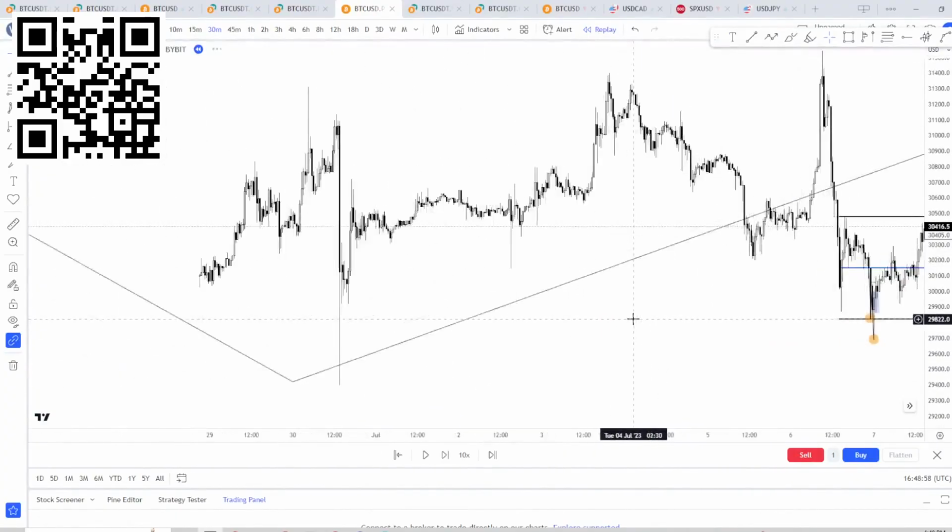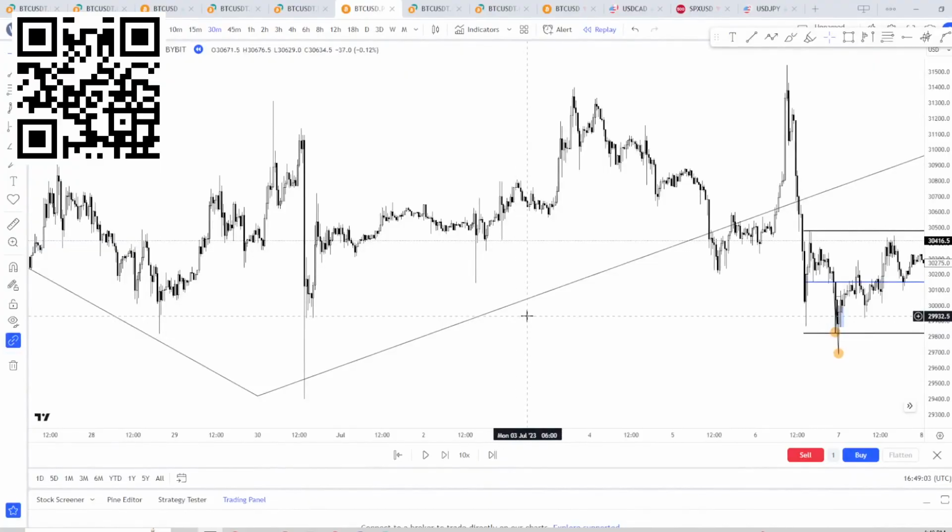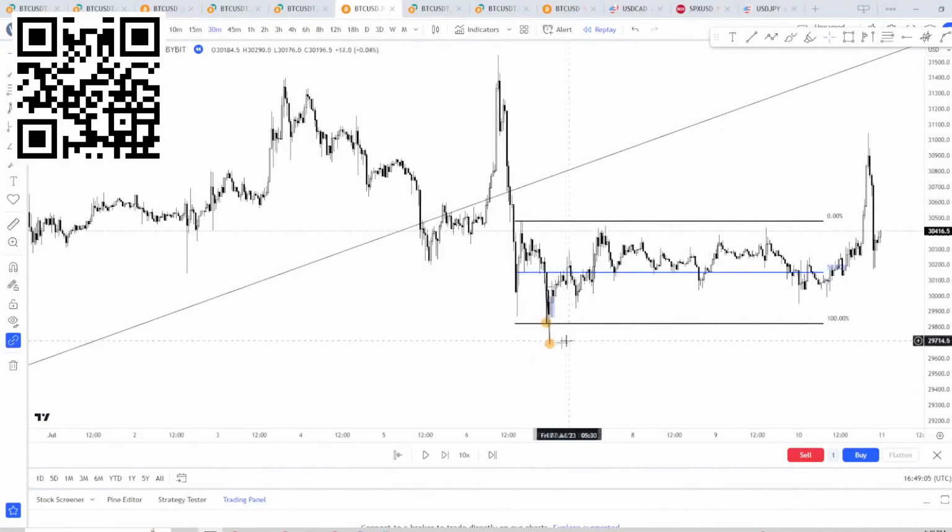Am I always looking at Wyckoff? No, not necessarily. I'm always looking at ranges, right? Always looking at ranges. But do we always have to trade Wyckoff, thinking and anticipating Wyckoff? Not necessarily, right?